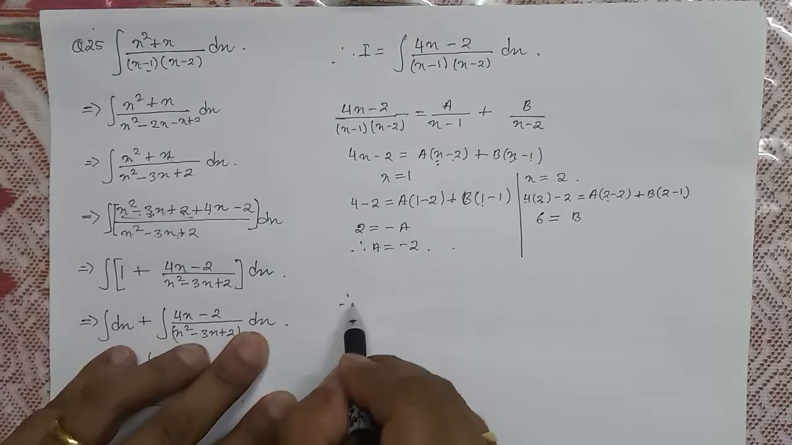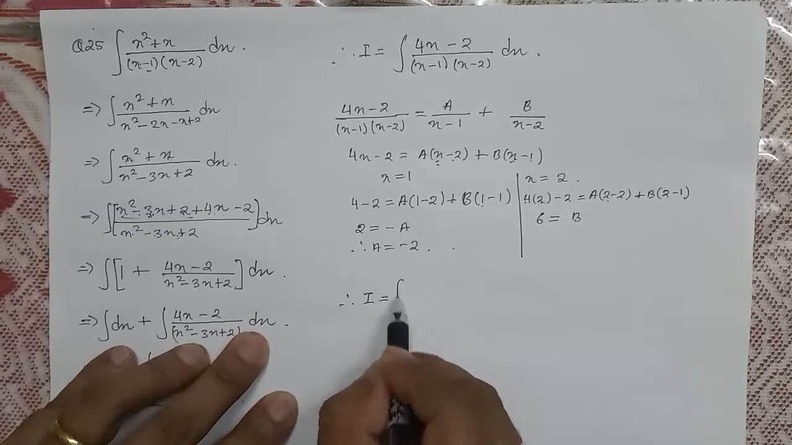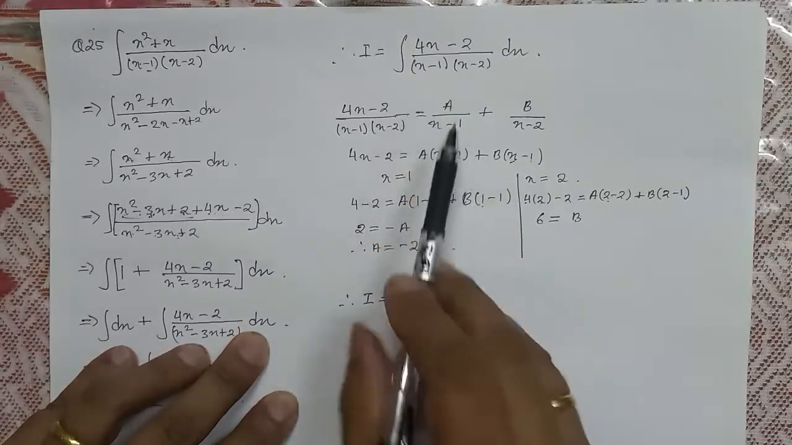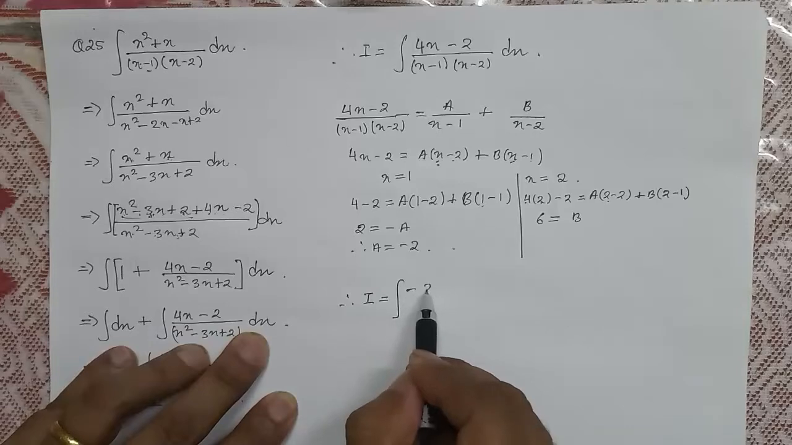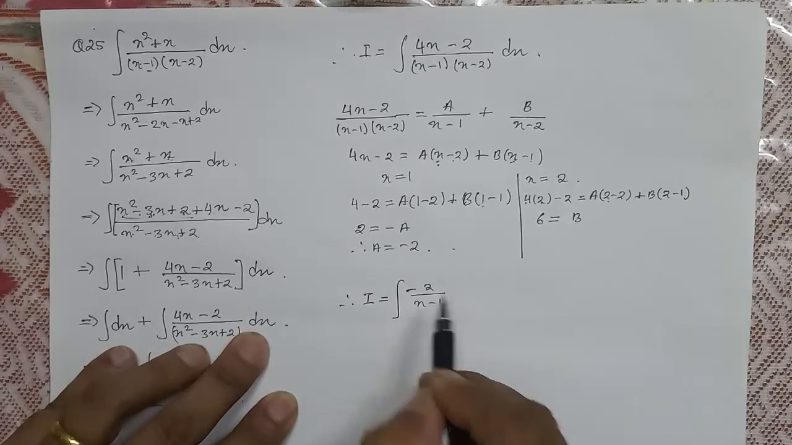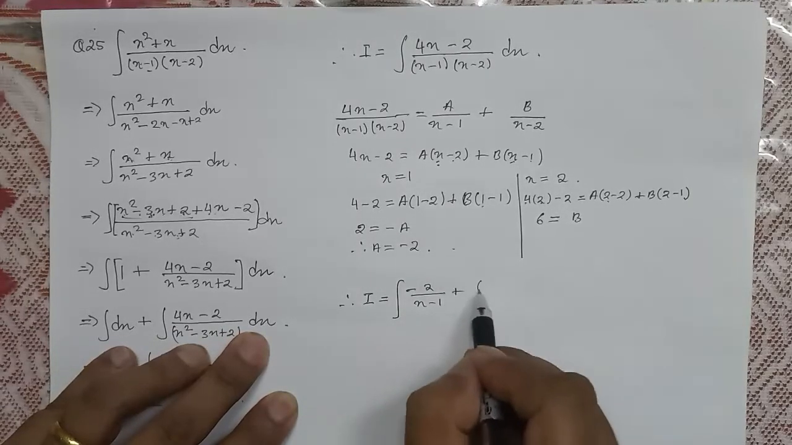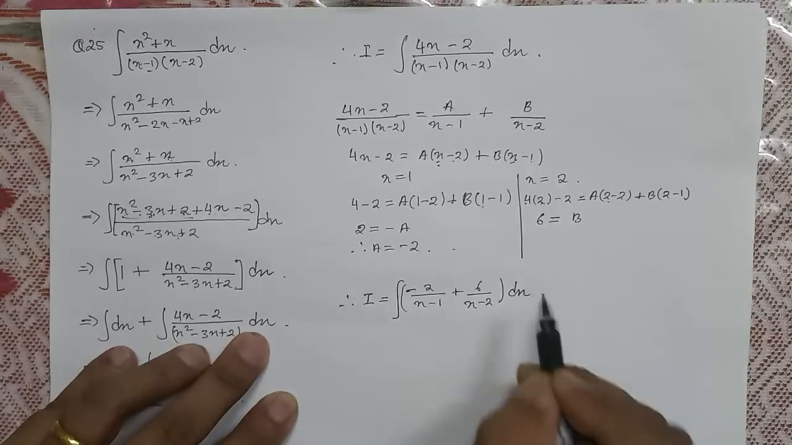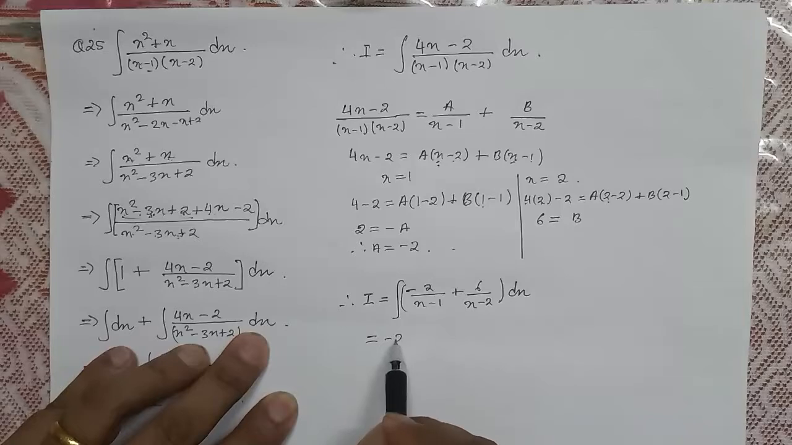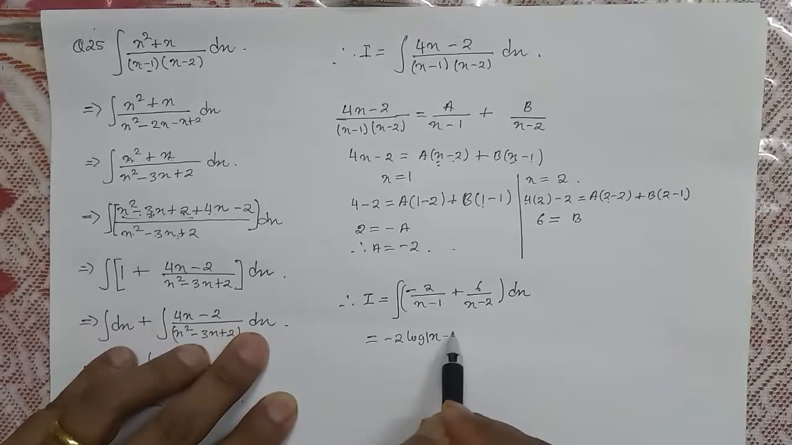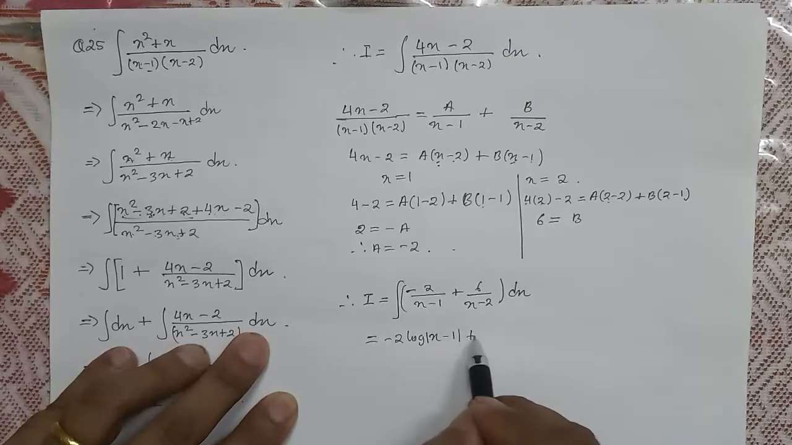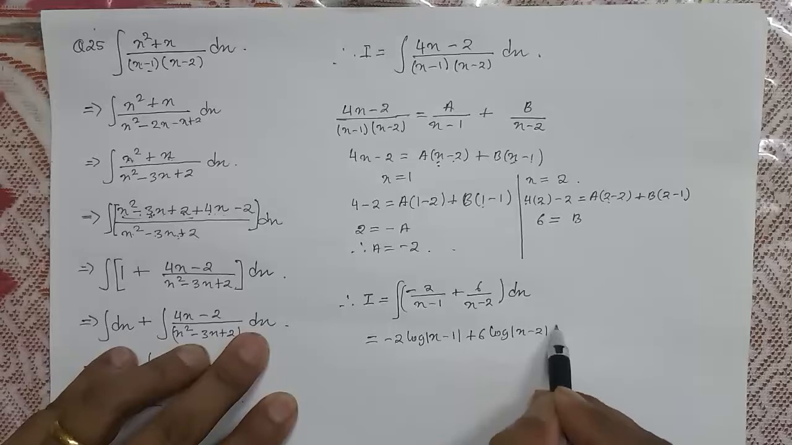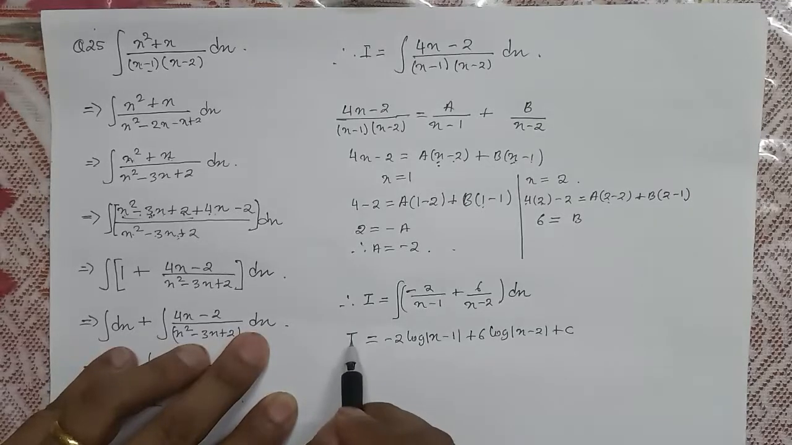Therefore, the integration is I equals to, substitute the value over here: a is minus 2 over x minus 1, b is 6 over x minus 2, dx. Now minus 2 integration dx over x minus 1 is log of x minus 1, plus 6 log of x minus 2, plus c, the value of I.